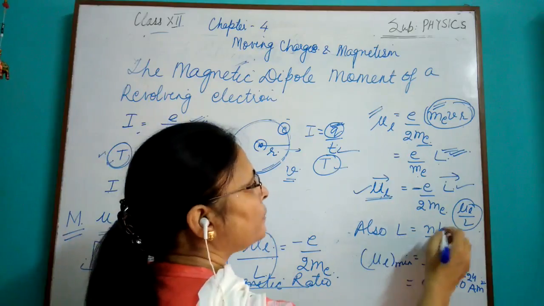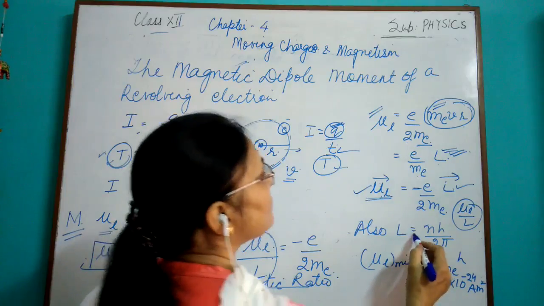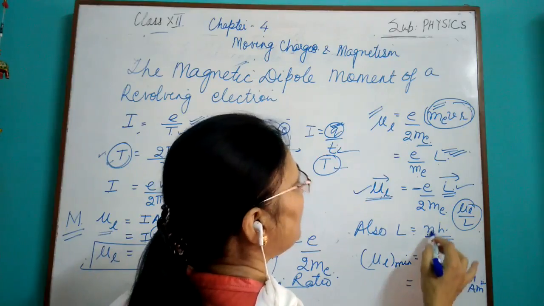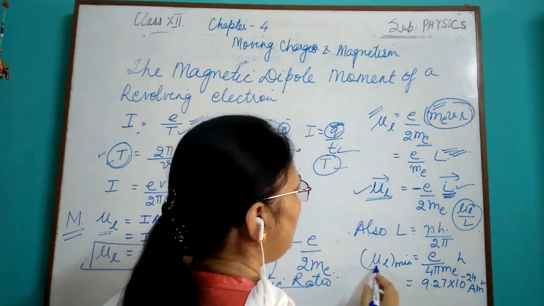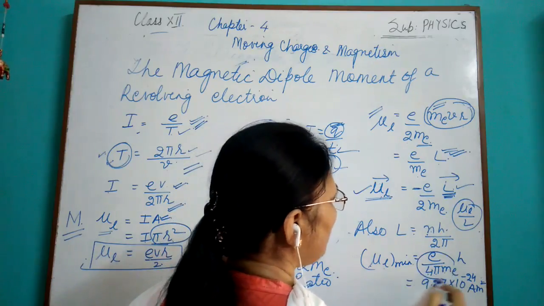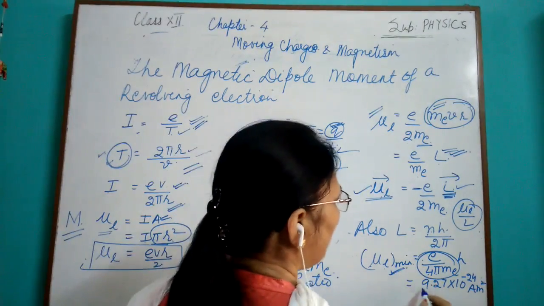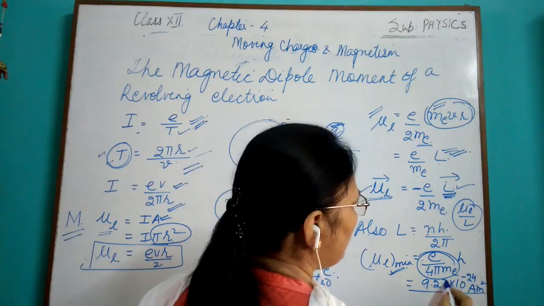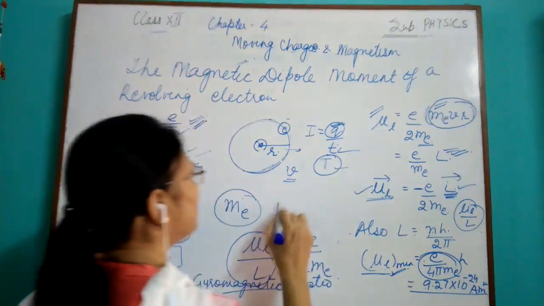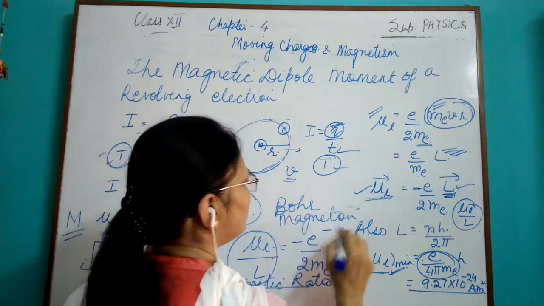Also, L is equal to n h upon 2 pi according to Bohr's postulate. So you can equate this L to n h upon 2 pi here. You will get mu L is equal to e h upon 4 pi m e. Now you can see these are all constant values. You can substitute the values and find the answer. You will get 9.27 into 10 to the power minus 24 ampere meter square. This is known as the Bohr magneton.